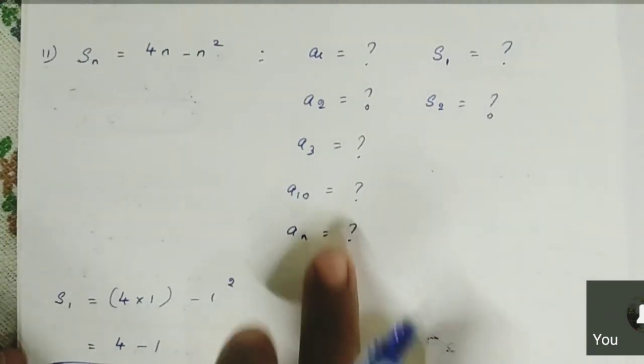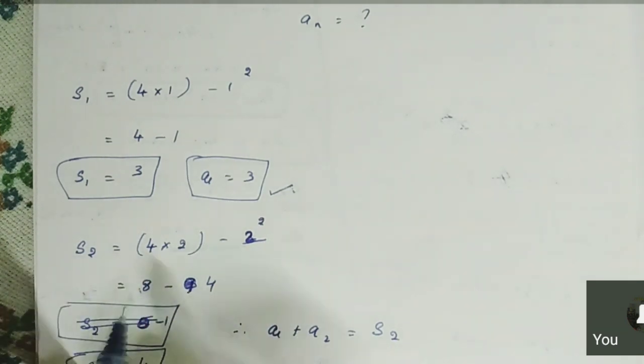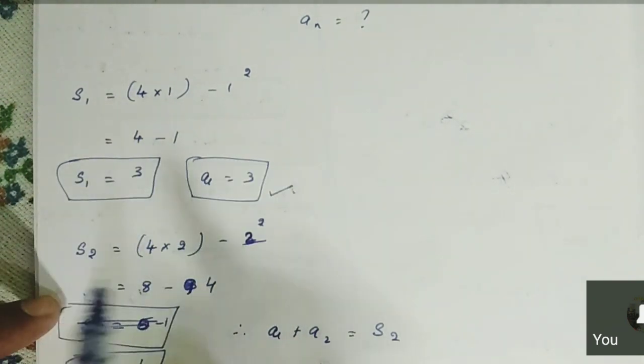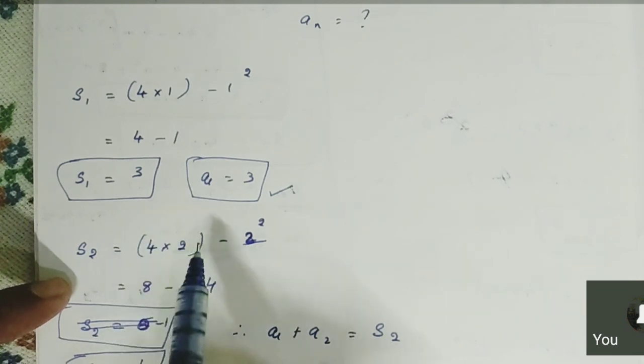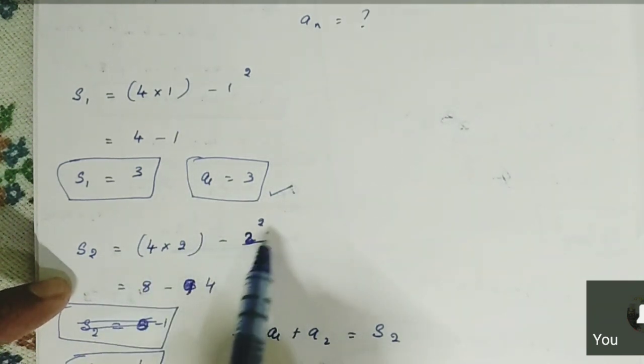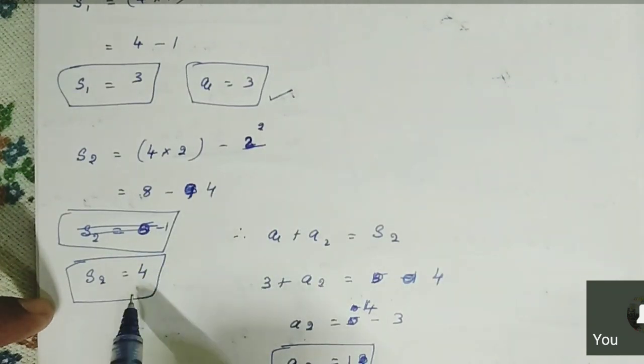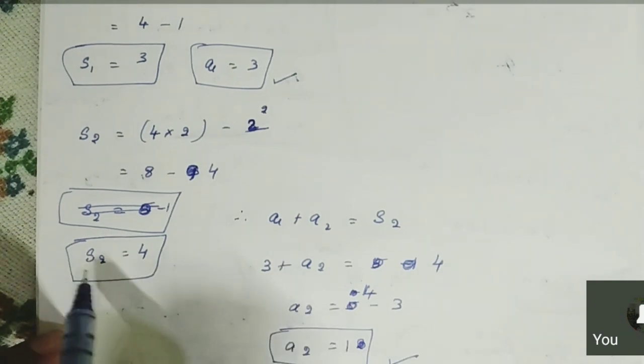Listen, up to this, are you all clear? Up to this, AN. Then we need to find Sn. Sn also you are clear, right? There is no mistake in Sn. Okay. S2: we need to substitute the value of Sn they gave, 4n minus n square. So that is 4 into 2 minus 2 squared, 8 minus 4, it became 4. Clear? So S2 is 4.